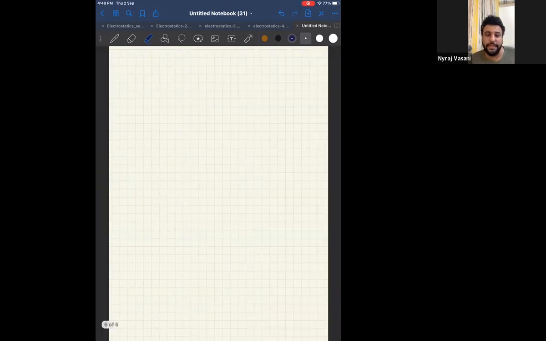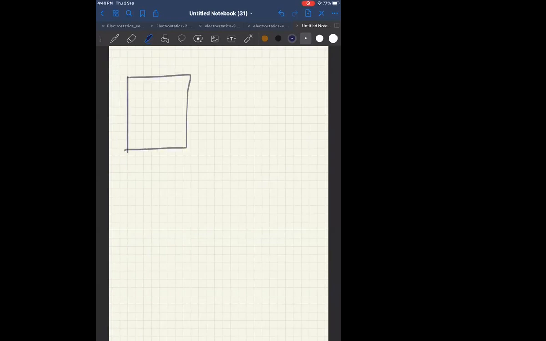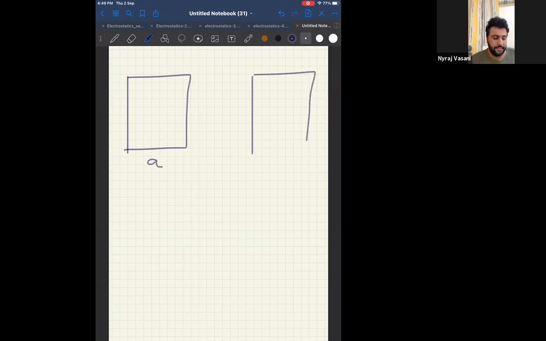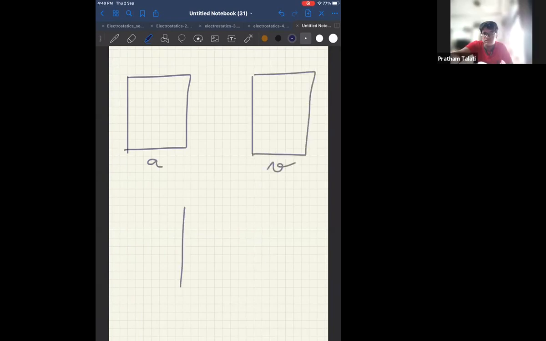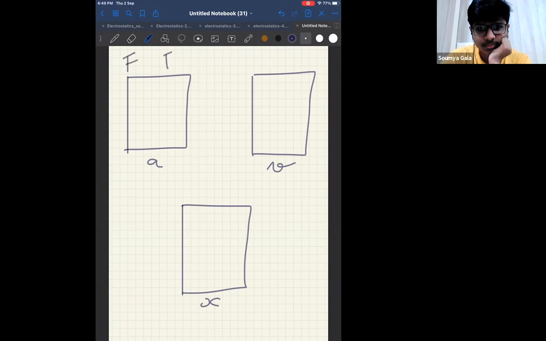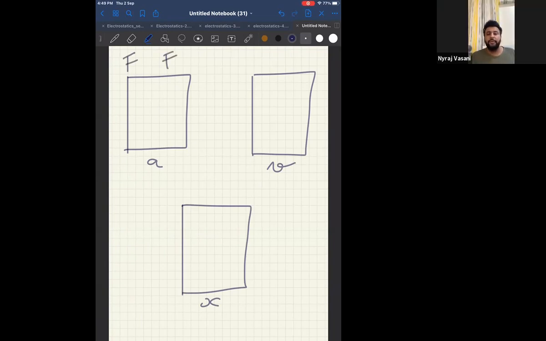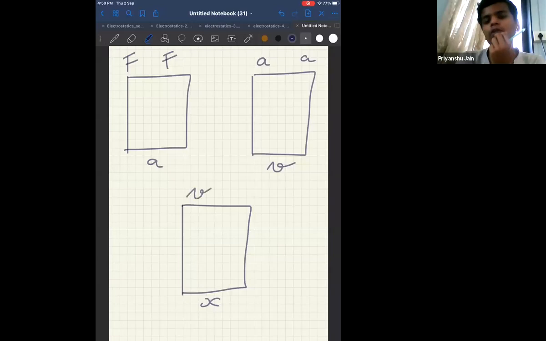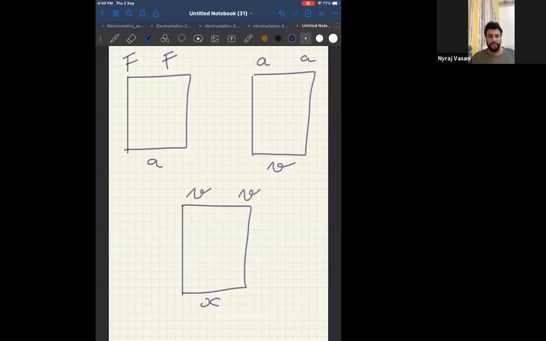Let us start. Tell me, what are the 3 things you need to find out? Acceleration, velocity, and displacement. Clear? Now to find acceleration, what do we use? 2 formulae for force. To find velocity, what do we use? Two formulae for acceleration. And to find displacement, what do we use? Two formulae for velocity. Correct? Now, let me go a little bit deeper.